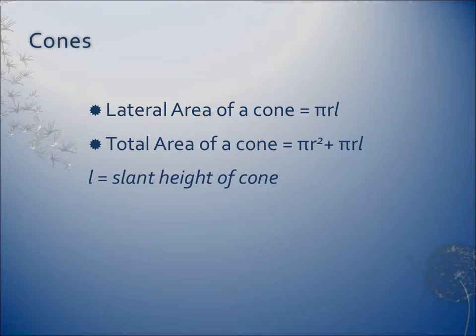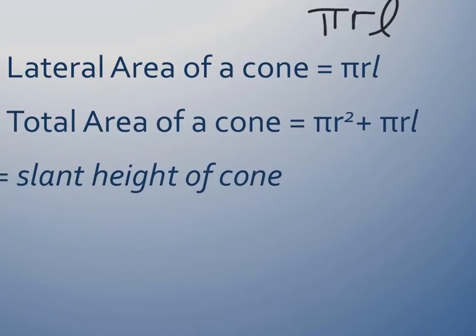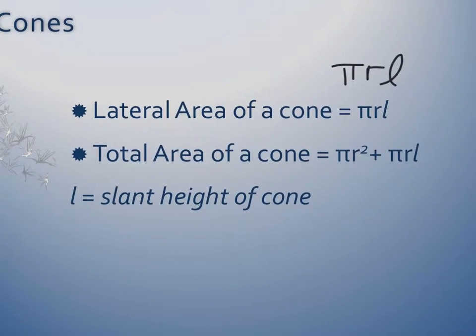Next slide are the cones. This is pi times r times L, where L is the slant height. And then over here, the total area, I know it's hard to see. I guess I could zoom in here. The L is the slant height. So down here, see where it says slant height of cone? That's what that L represents.